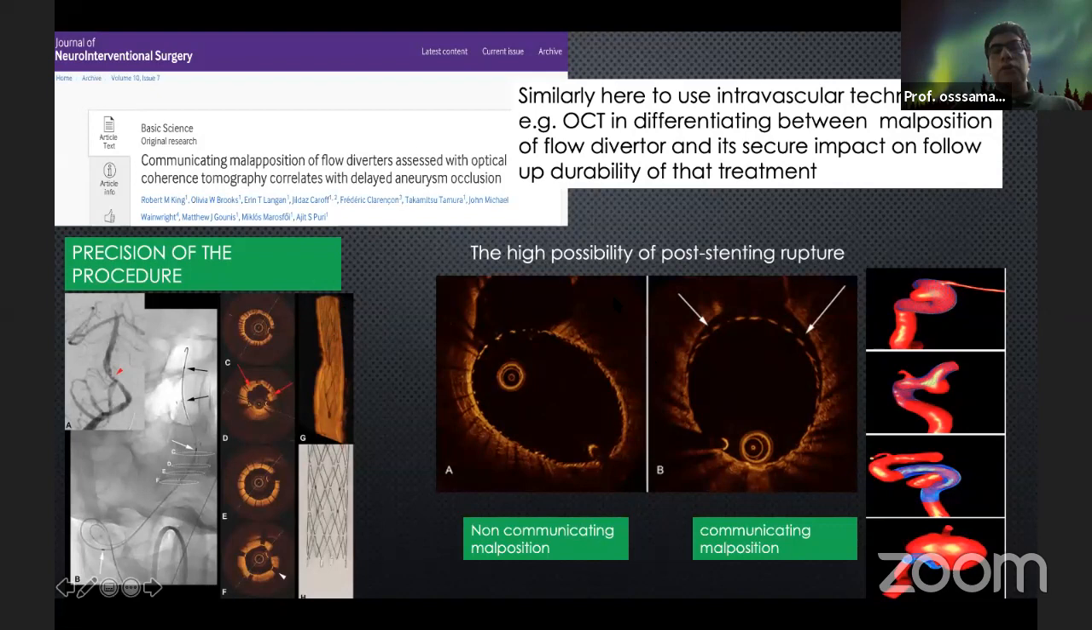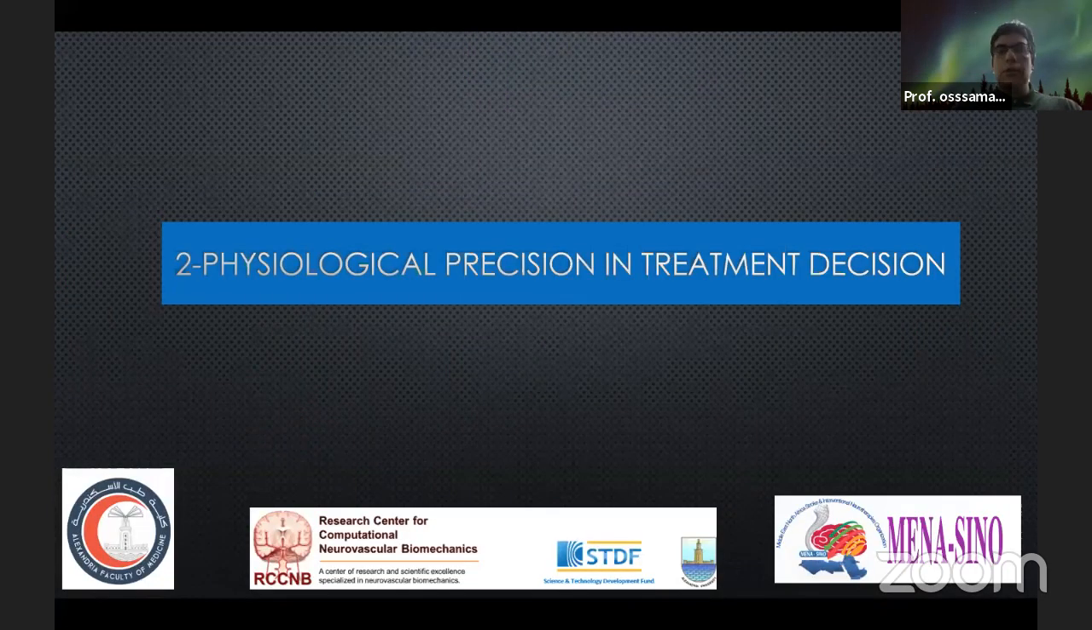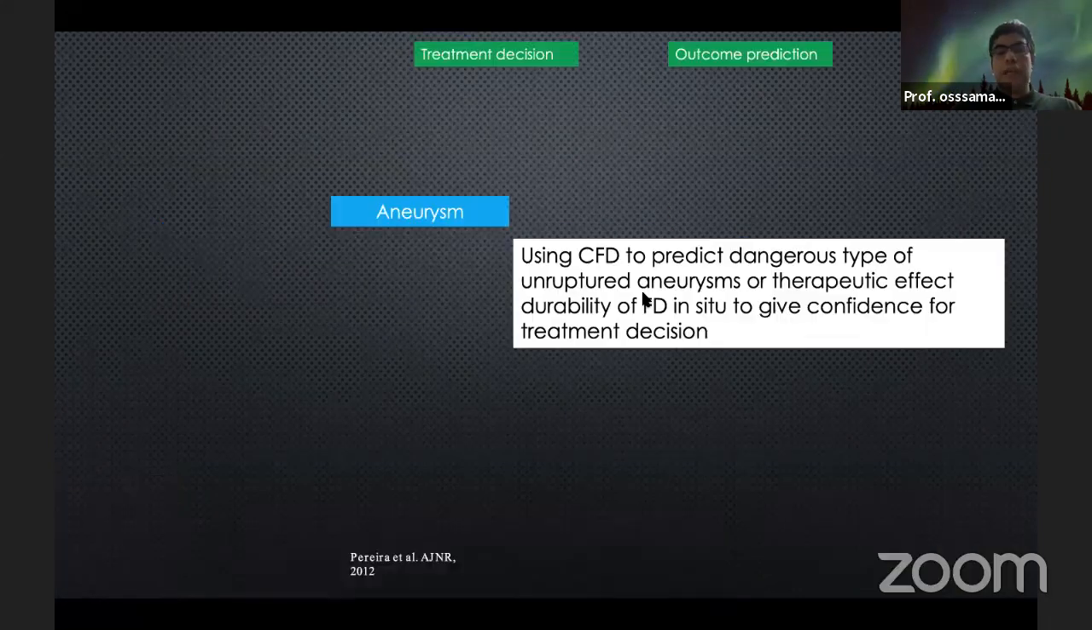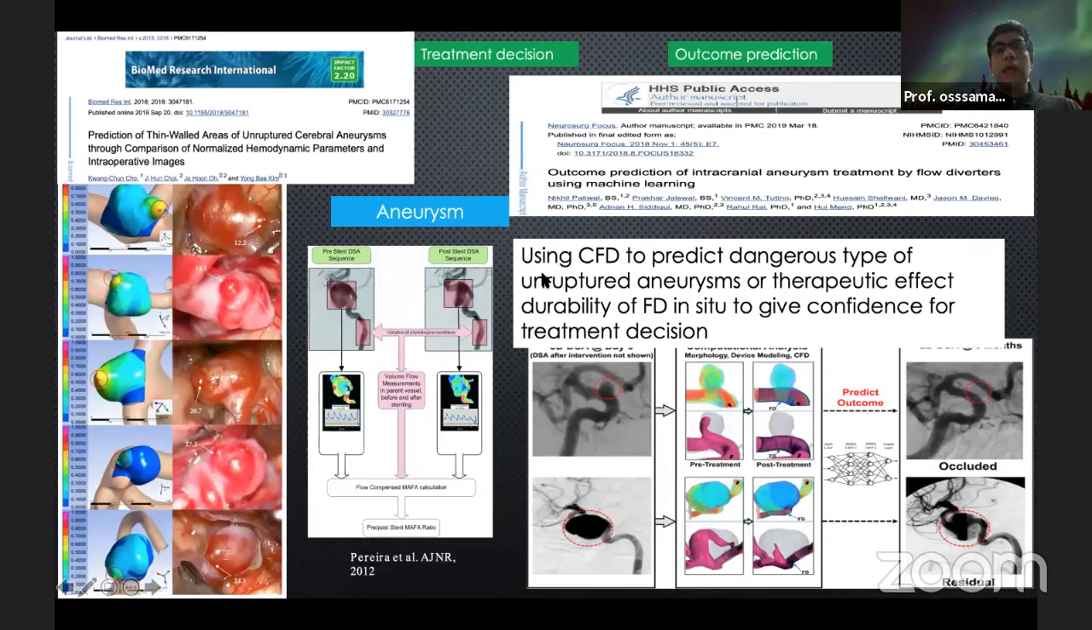Then when we come to physiological precision in the treatment, we can get more physiological information from the imaging. This is very important when we come to what is called computational flow dynamics, which is a physiological detection of the flow inside the vessels or the aneurysm. There is a long cumulative body of literature showing that low shear stress on the vessels or the aneurysm is associated with the rupture point. You can use such a technique or technology to predict the dangerous type of unruptured aneurysm and to select the unruptured aneurysm for treatment.